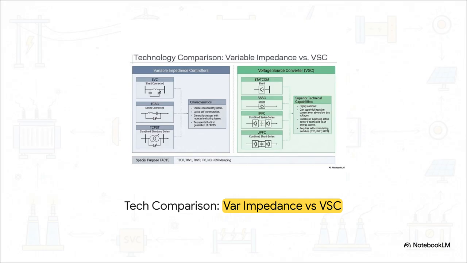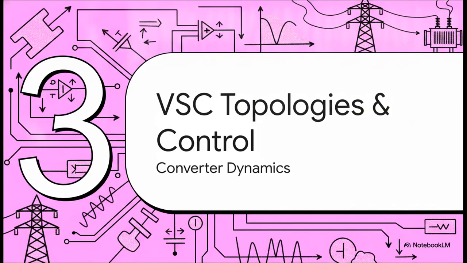They use modern transistors, they're highly compact, they can supply active power if connected to a source, and critically, they maintain full reactive current even when grid voltages plummet. Absolute game changers. That brings us to Part 3, VSC topologies, dynamics, and control.